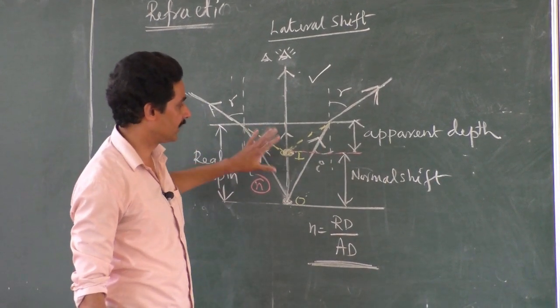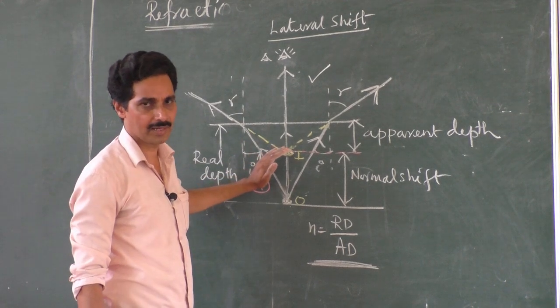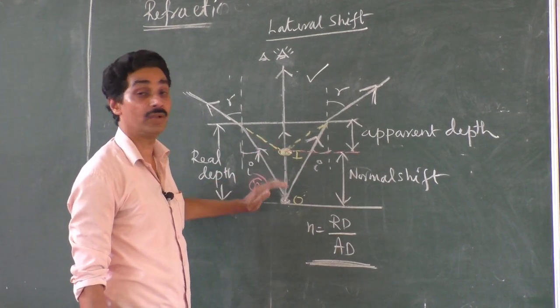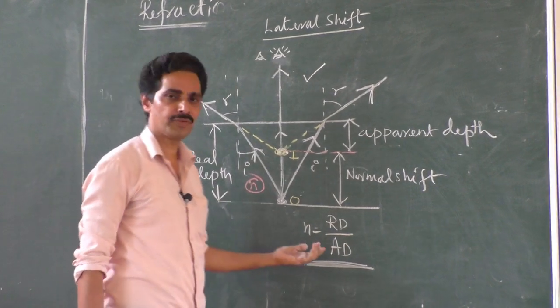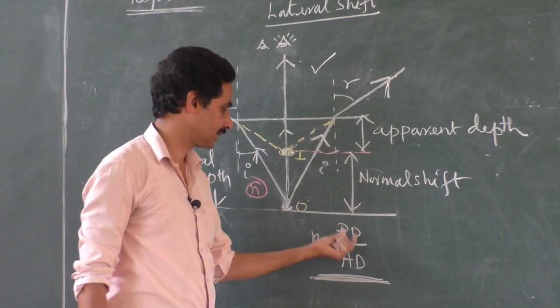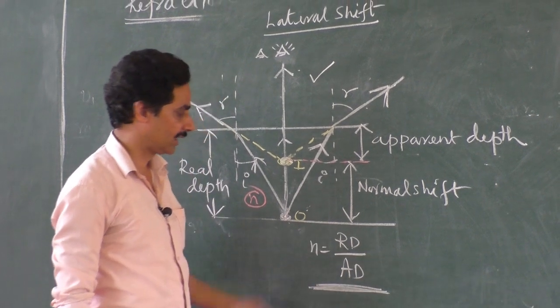So be ready with the diagram. This may be asked: draw a ray diagram for showing the normal shift, and write a formula which connects refractive index, real depth, and apparent depth. So you can write it like this.